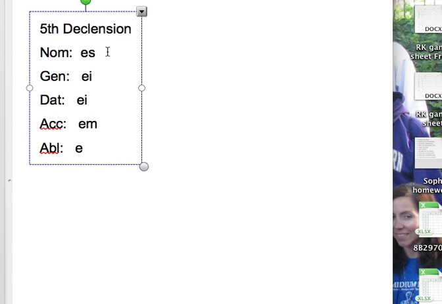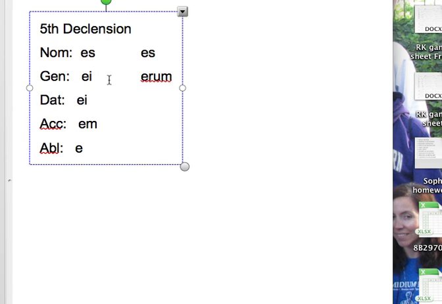So, what do the plurals look like? For the nominative, the plural is going to be res, the same res we have here. Technically, it's a long es, but again, we're not too concerned about that right now. In the genitive plural, it's going to be rerum. In the dative plural, it's going to be somewhat familiar to you, rebus. In the accusative plural, it's going to be res again. And in the ablative plural, rebus.